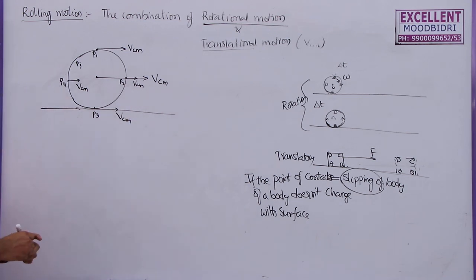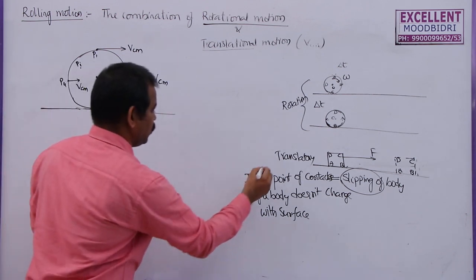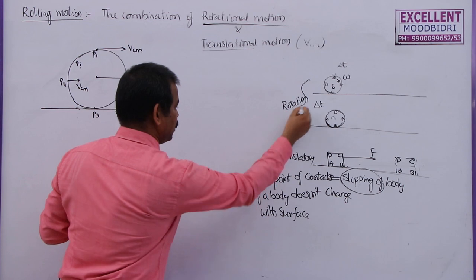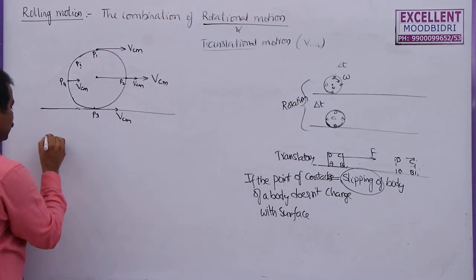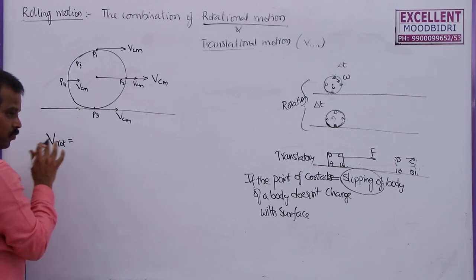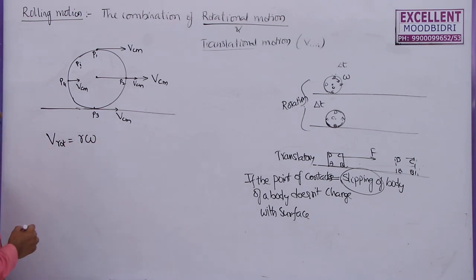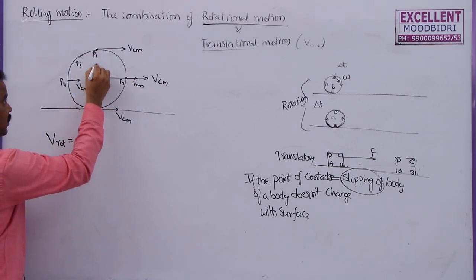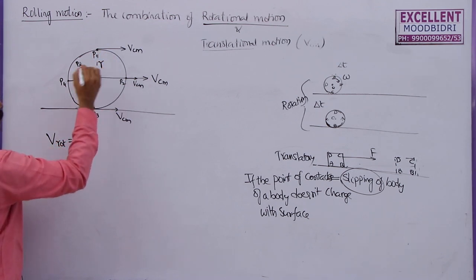Now, what about the rotational velocity? As it is not only in translatory motion, it is also in rotational motion. So what is the velocity of rotation? The velocity of a body in rotational motion is given by V equals R omega, as we know the relation between V and omega. Now, this point P1 is at a distance of R from the center O.